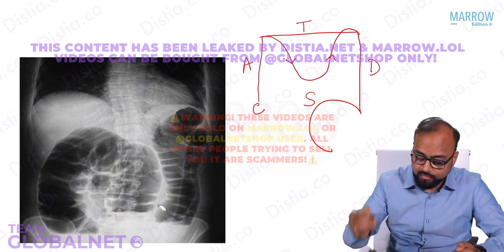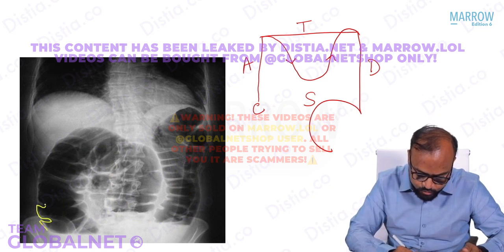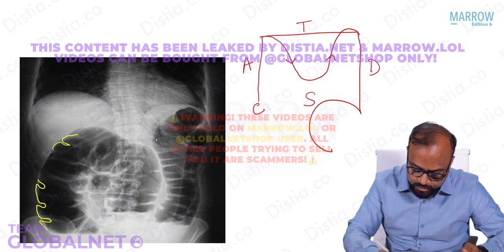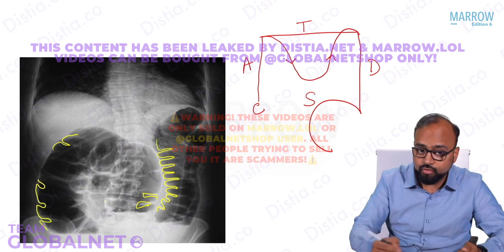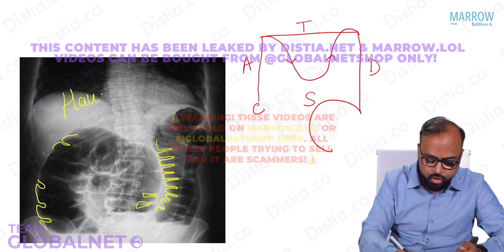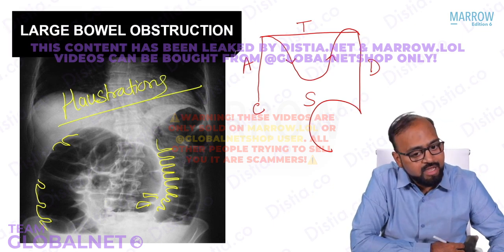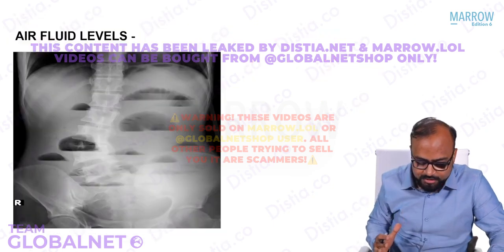Now if you look at the bowel wall folds here, watch carefully. Can you see this? Transverse incomplete folds. See, multiple haustrations here. What are these called? These are called haustrations. These are transverse incomplete folds called haustrations. And therefore, this imaging finding is suggestive of large bowel obstruction. So this is what is large bowel obstruction.